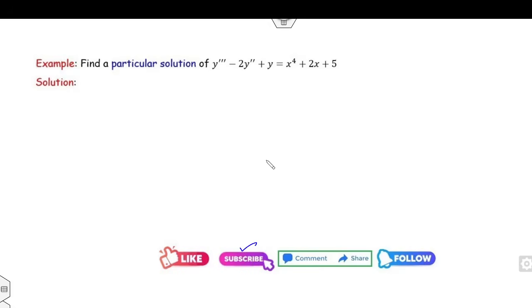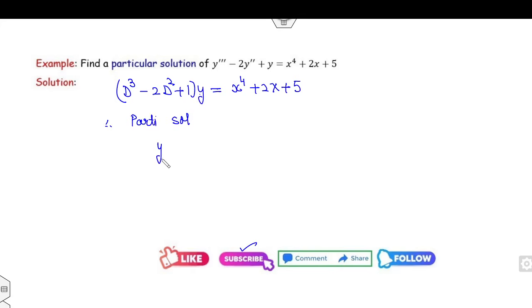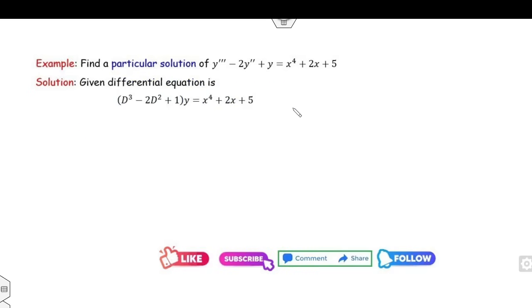So find the particular solution of this by the operators method. So I can write this equation as (D cube minus 2D square plus 1) y, which is equal to x raised to power 4 plus 2x plus 5. So therefore your particular solution, can you find the value of the y? Yp is my particular solution, which is 1 divided by (D cube minus 2D square plus 1) into x raised to power 4 plus 2x plus 5.